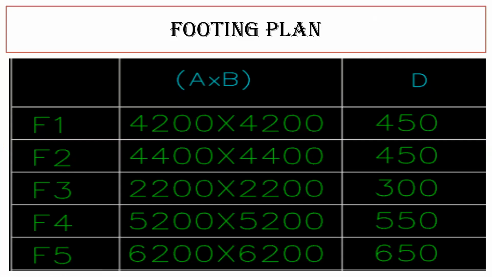So now we'll try to understand this particular plan. So imagine you have a footing here, F1 by name. So the size of the footing is 4,200 mm into 4,200 mm, and D is the depth of the footing. So we'll try to see what is the depth of the footing. In the same way, we have another footing, that is F2. The size is 4,400 by 4,400, and depth of this footing is 450. Similarly, we have F3, F4, and F5.